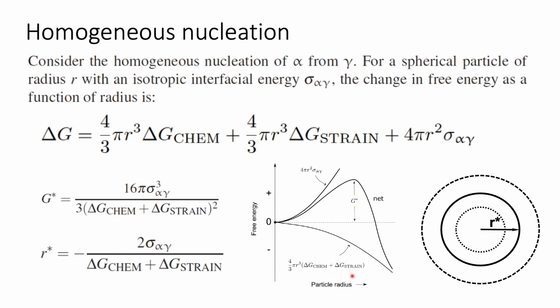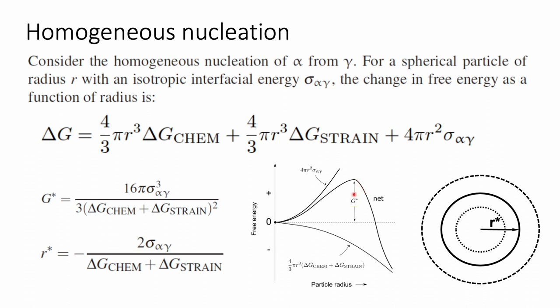But in reality, the delta G strain part is a barrier as well. So only when this part together is negative is the reaction or the transition possible. If we combine the interface contribution and the volume contribution, we get the overall free energy change with the particle size. There is a position with the highest free energy value. We call it G star. Clearly, this is the highest energy barrier for nucleation. The size linked with G star we call R star. When the particle size is larger than R star, the free energy goes down automatically. Finally, the transition is stable.